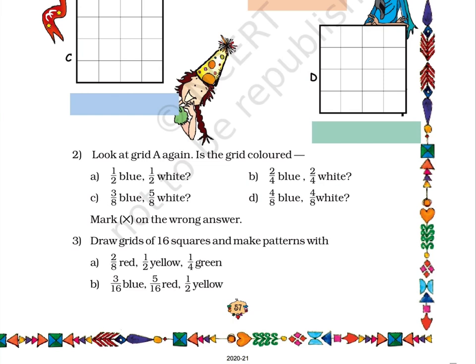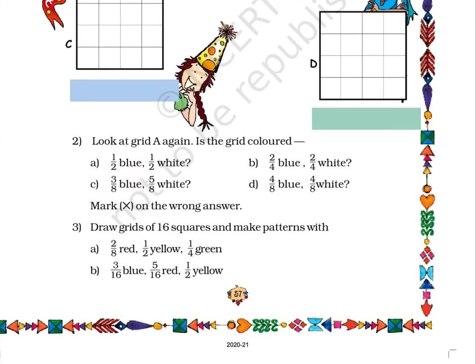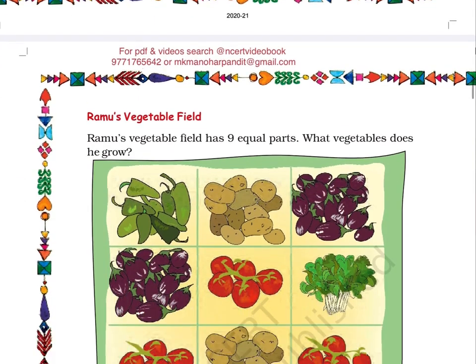3. Draw grids of 16 squares and make patterns with A. 2 by 8 red, 1 by 2 yellow, 1 by 4 green. B. 3 by 16 blue, 5 by 16 red, 1 by 2 yellow. Page 58. Ramu's vegetable field.